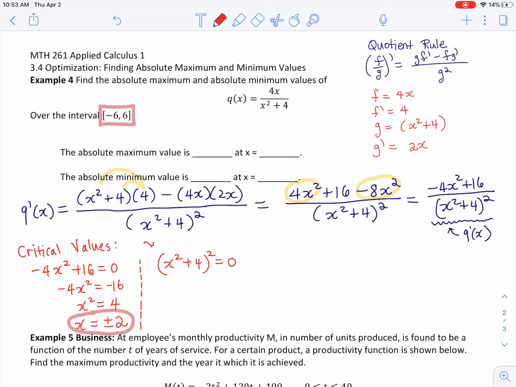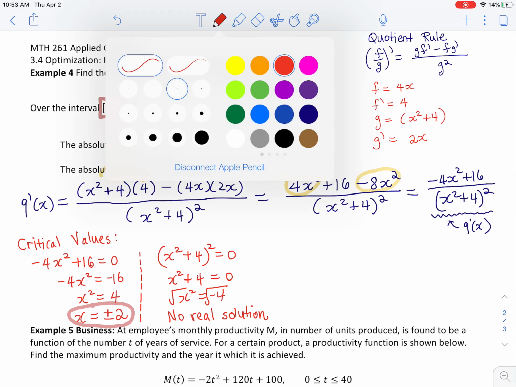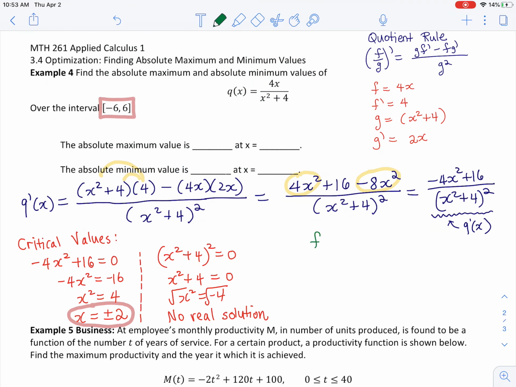All right, let's find the values that will make our q prime of x undefined. So here, if I'm solving this equation on this part, I get x squared plus 4 equals 0. Subtract 4 from both sides, I get x squared equals negative 4. Now, I'm about to take the square root of both sides. Uh-oh, look what happened. We get x equals plus or minus 2i. So we'll just say this one has no real solution. Unfortunately, we got no critical values when we are testing the denominator.